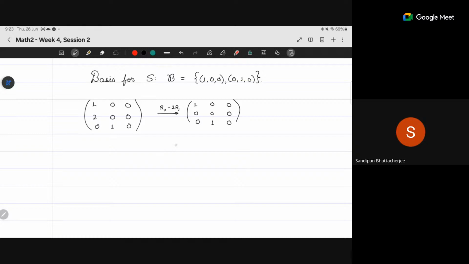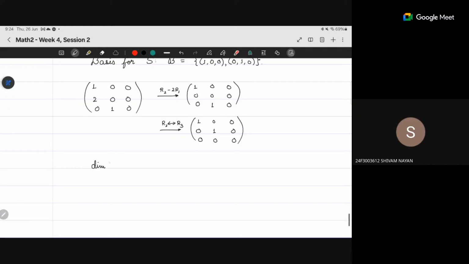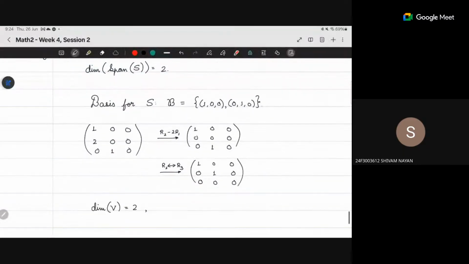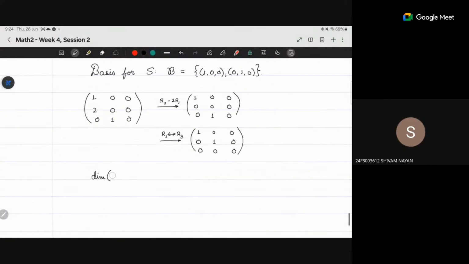And then what do I do? Interchanging R2 with R3, sir. So this is my REF. Non-zero rows are 2, sir. So the dimension of V is 2, which is fine. This was what we were expecting. This is what we already know. V meaning span of S. Now, in order to construct a basis, all you need to do is just write down the non-zero rows.